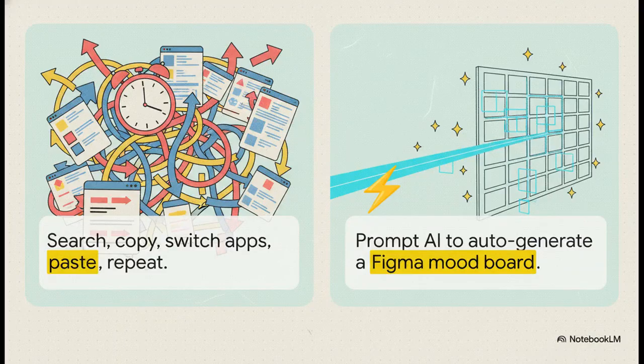That old way is just full of friction. You search, you screenshot, you switch over to Figma, you paste, you organize, and then you repeat that process literally 50 times. It totally drains your creative energy before you've even actually started designing. But the new way, oh, it's a game changer. We prompt an AI and it automatically generates a fully organized Figma mood board for us. We're replacing hours of tedious data entry with just a few seconds of strategic prompting.